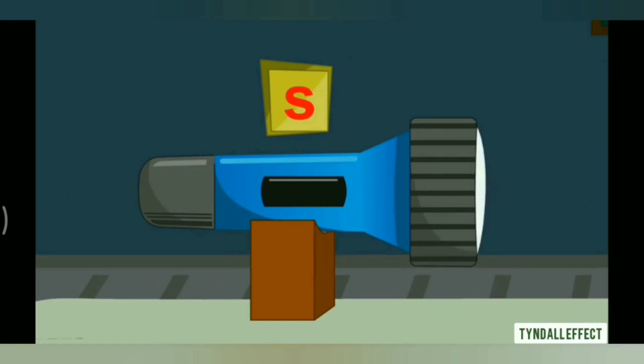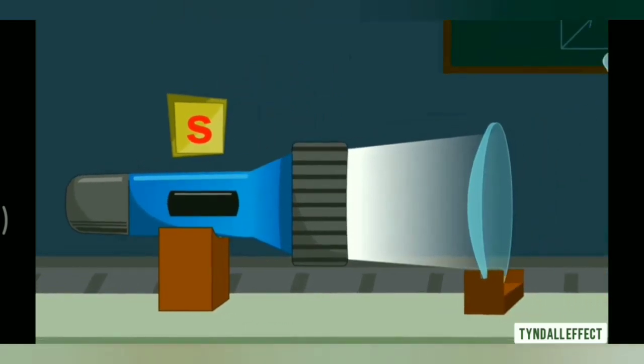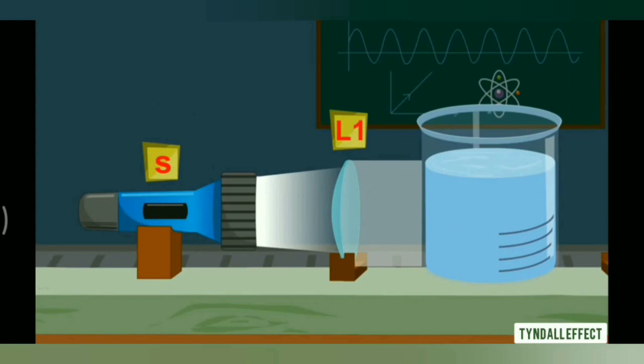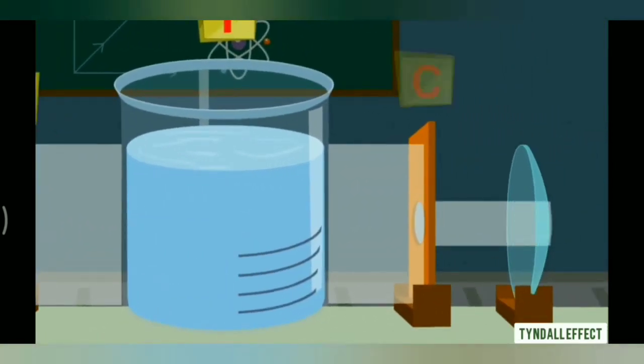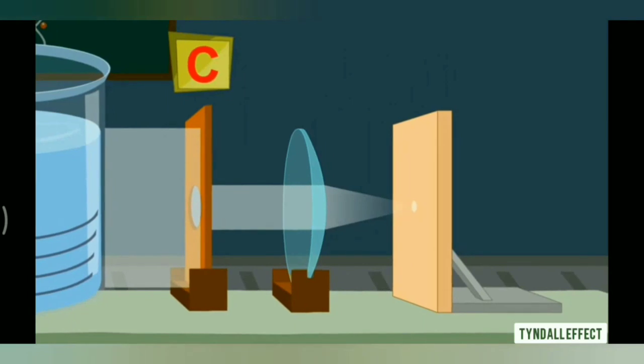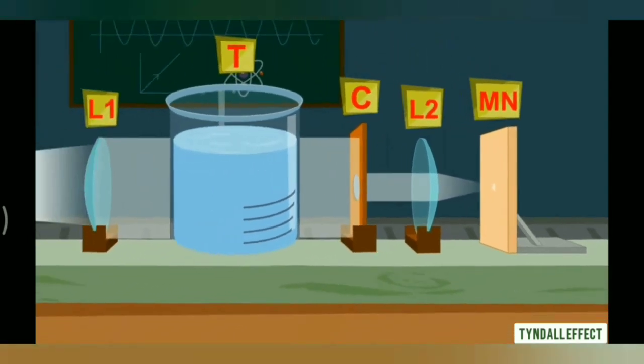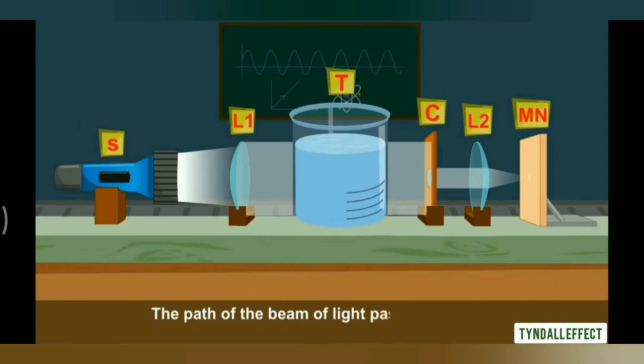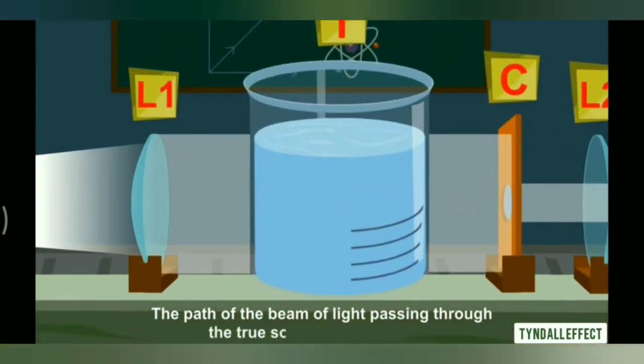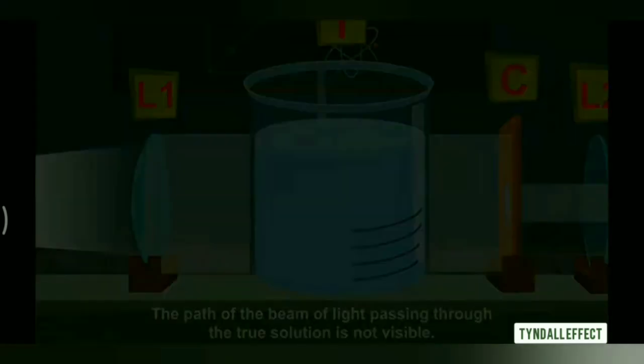Place a strong source S of white light at the focus of a converging lens L1. The lens provides a parallel beam of light. Allow the light beam to pass through a transparent glass tank T containing clear water. Allow the beam of light to pass through a circular hole C made in a cardboard. Obtain a sharp image of the circular hole on a screen MN using a second converging lens L2. The path of beam of light passing through the true solution is not visible.